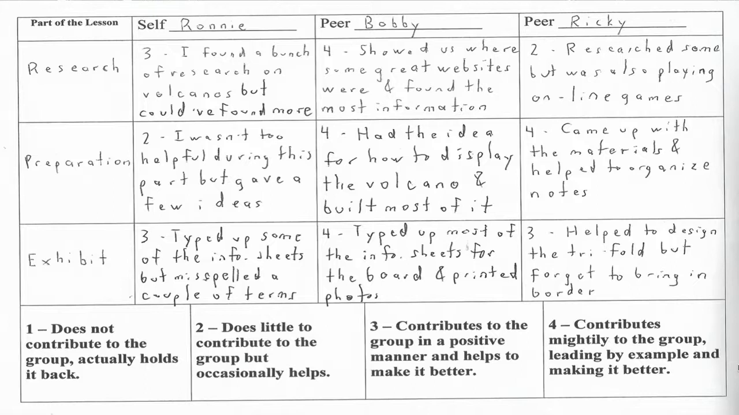Typically, what would happen is the teacher would only evaluate the exhibit part, the assessment part, the summative part. But if you're looking in the research, what you see is that Ricky was playing online games, so he's not good at managing his time. So that's a teachable moment where you can go back and talk with Ricky about how to manage his time better. Or you can see that Ronnie was really struggling in the preparation because he wasn't too helpful during the part. He gave a few ideas. So what are some effective ways that he could be more helpful with his group?